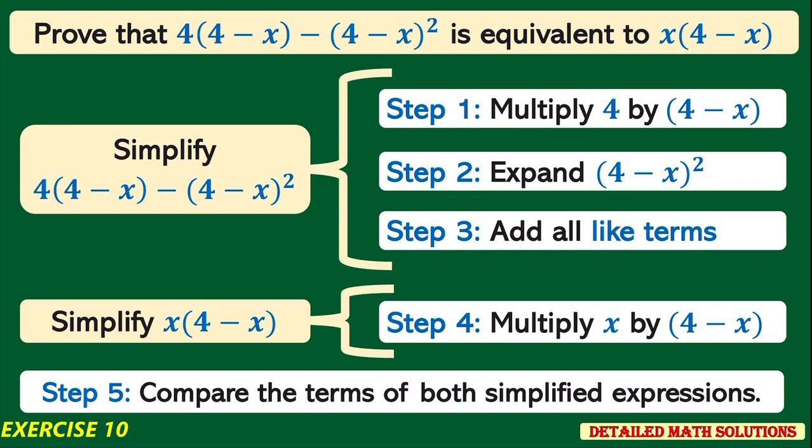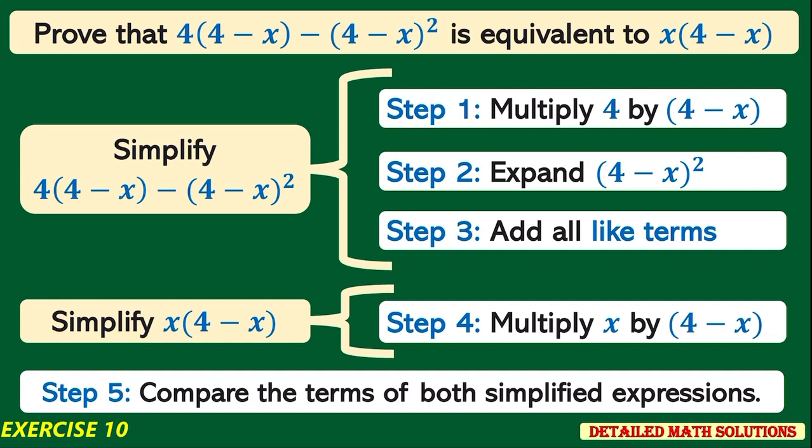To simplify the first expression, 4 times (4 minus x) minus (4 minus x) squared, first I need to open parentheses by multiplying 4 by 4 and then 4 by negative x. As a second step, I need to expand (4 minus x) squared. And finally, I then need to add all like terms. Like terms are the ones that have the same variable, which is raised to the same power.